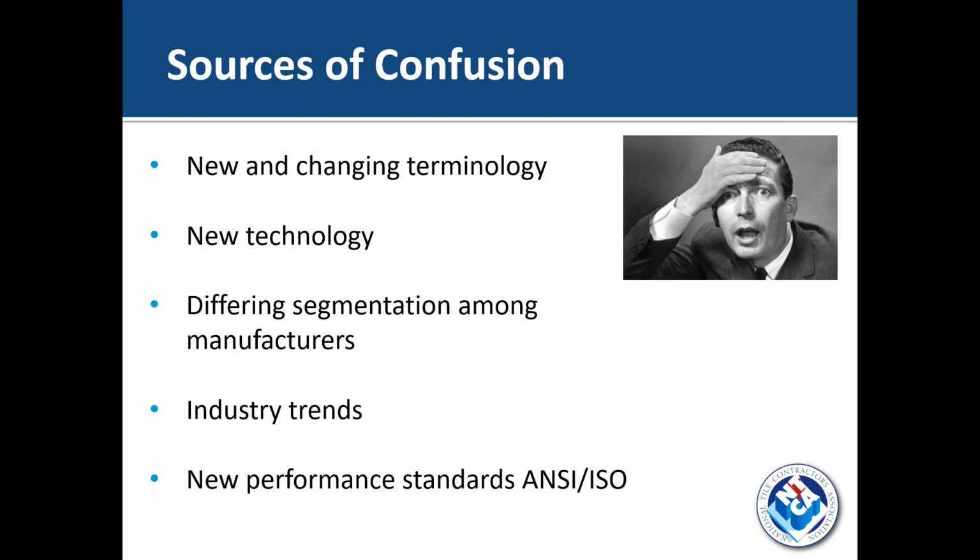Another factor is that manufacturers tend to segment their lines differently from one another, and as someone who's looking between different products, that can be confusing too. At times, it can be hard comparing products among different lines. And then there are industry trends, as I said, the larger and larger tiles, the gauge porcelain tiles, so newer products, and then we also have some newer performance standards, both in ANSI and ISO. So all these things make something that can be confusing even more confusing.